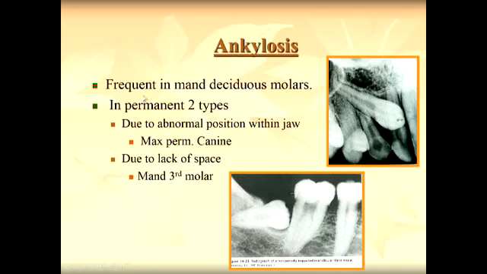Ankylosis. Ankylosis is frequent in the mandibular deciduous molar as shown here, due to an abnormal position within the jaw, in the maxillary canine, and due to the lack of space, in the mandibular third molar.